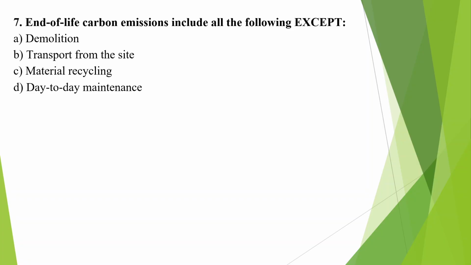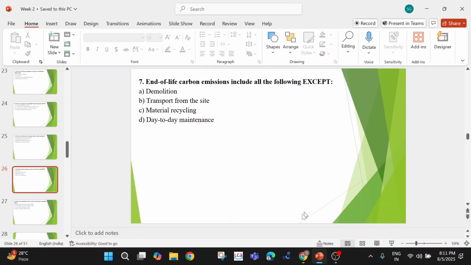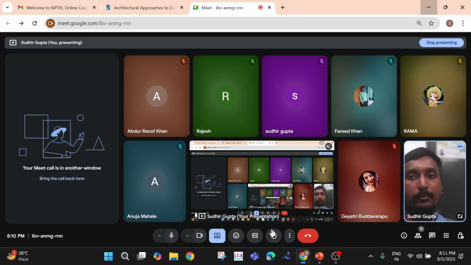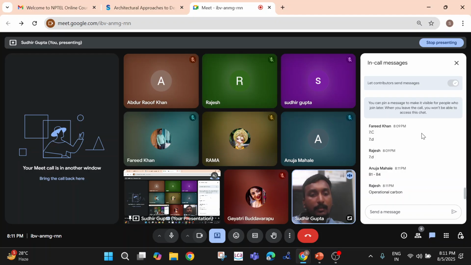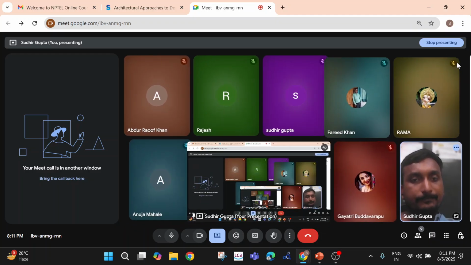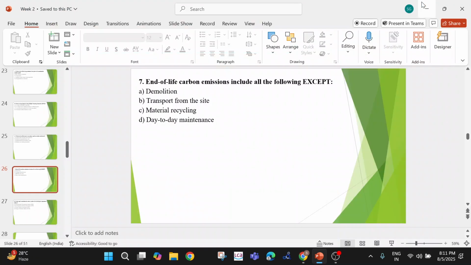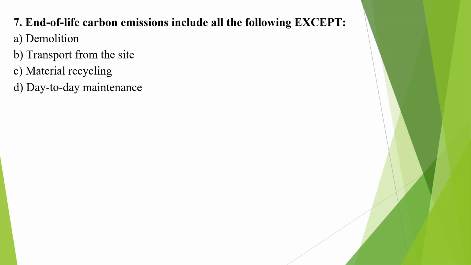Give your answers in the chat box. Let's see who is more clear. Yeah, don't put B1, B2, B3. Just try the terminology which, like Rajesh has typed. I think he is going towards and supporting that it is operational carbon. Yeah, and he is absolutely correct. This day-to-day life maintenance is part of operational carbon, not end of life carbon. Fine. So let's move to the next question then.